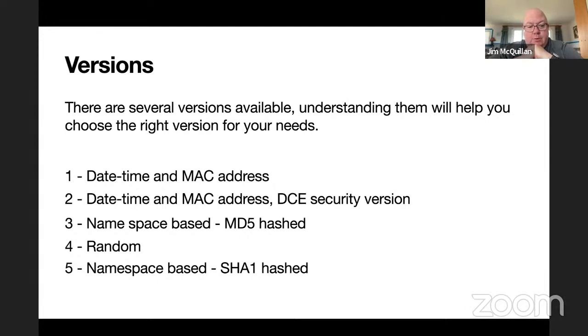There are different versions for different purposes. The first version is the date, time, and the MAC address, like I described in the earlier slide. The second version is kind of like that, but it's called the DCE security version. There's not a lot of information about just what that means, and almost nobody uses it. Version 3 is the namespace. I'll explain just what it is in a sec. 4 is really a random UUID, and 5 is another form of namespace UUID.